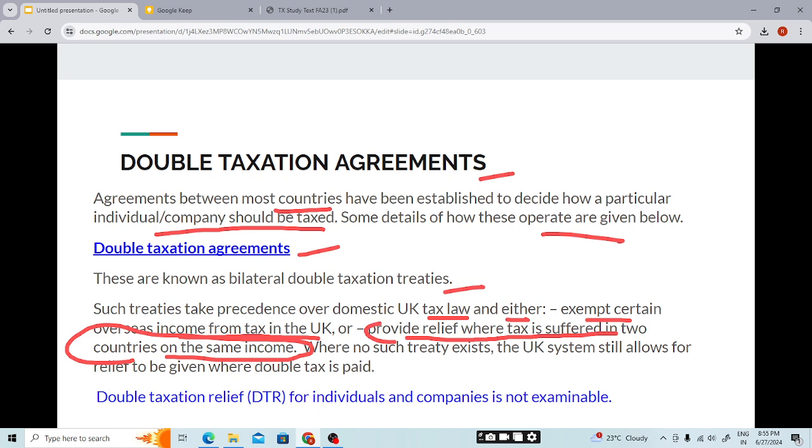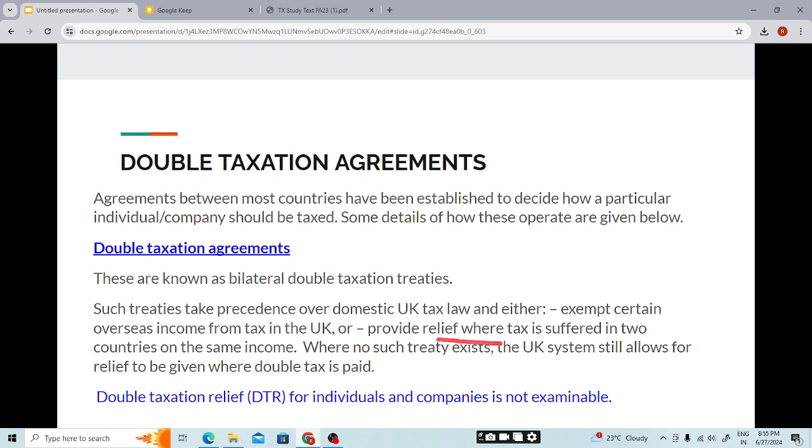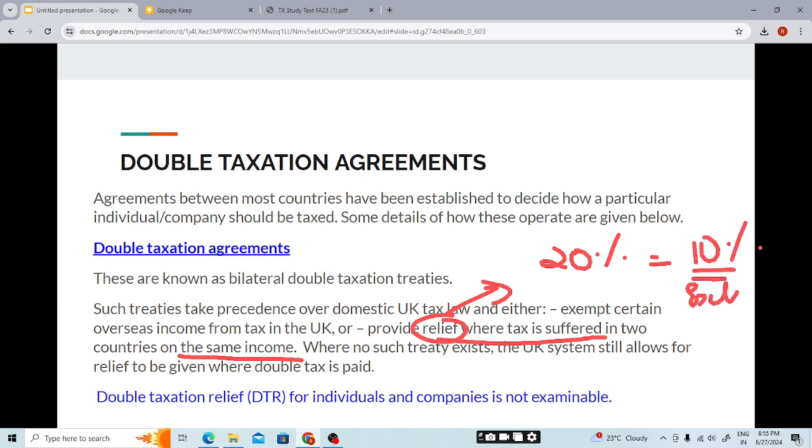As I've already mentioned, a person who earns income in India and pays 20% tax, and carries that income to UK and pays tax at 30 percent, will say that he paid 50 percent. So what is the relief here? Provide relief where a tax is suffered in two countries on the same income. What is the relief? 20% relief is received and he only needs to pay 10 percent extra in our case.